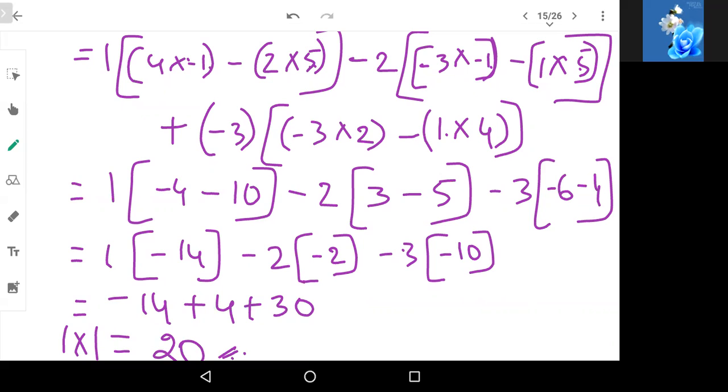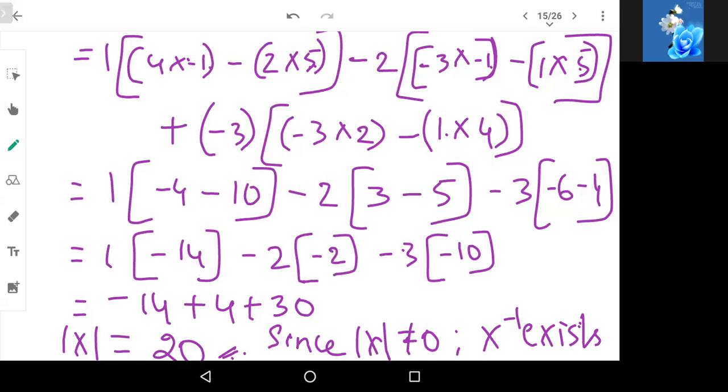Correct, Anusha. The answer is right. Now, since the determinant of x is not equal to 0, the inverse of x will exist and we are supposed to find the inverse value. Arpita, it is determinant of x and not x. Maybe you have not got that symbol to put here. That's fine, but the answer is right. Write that sentence. Since determinant of x is not equal to 0, x inverse exists.